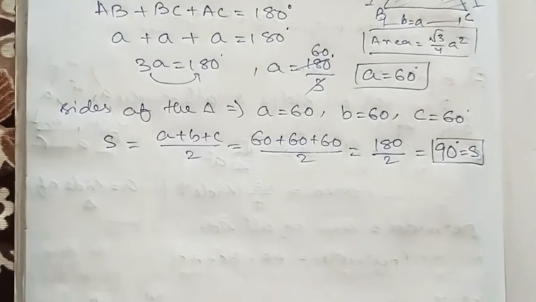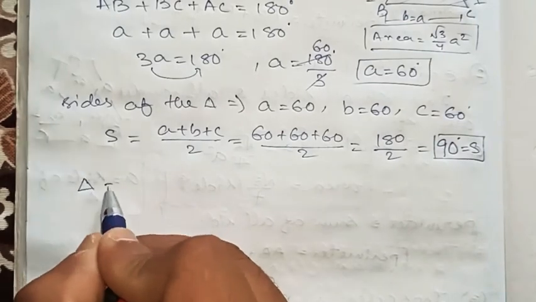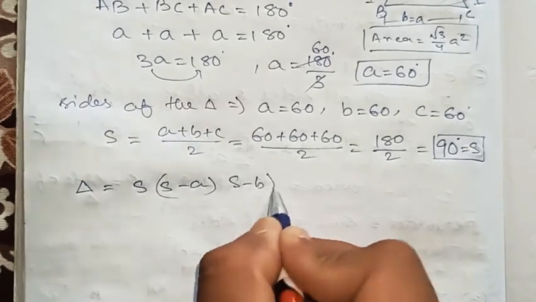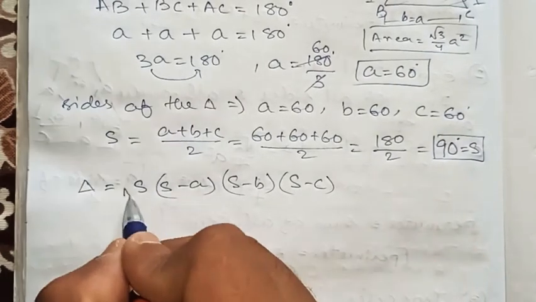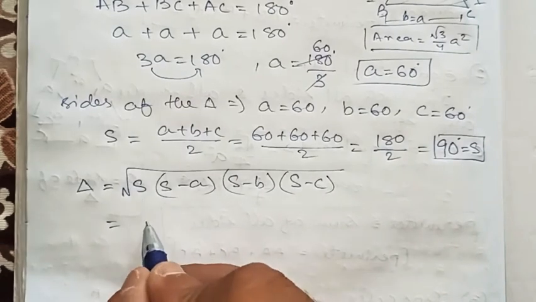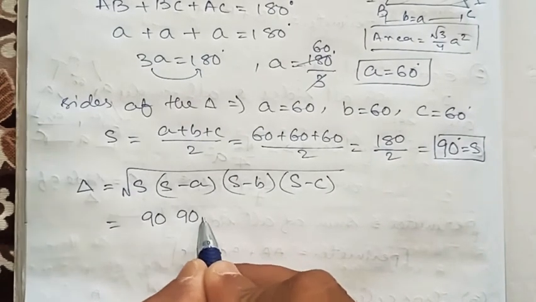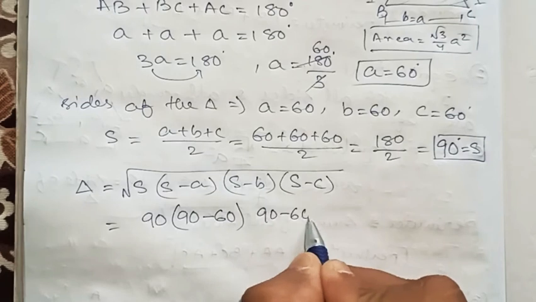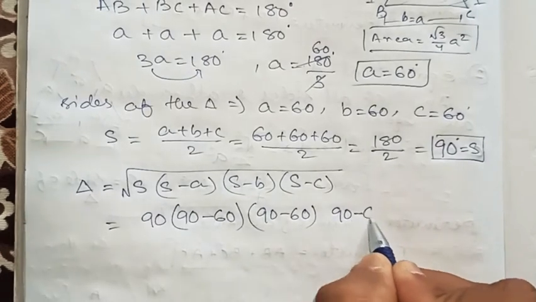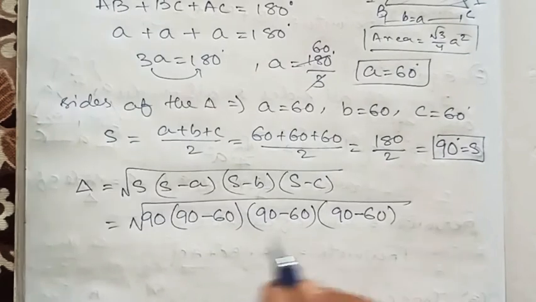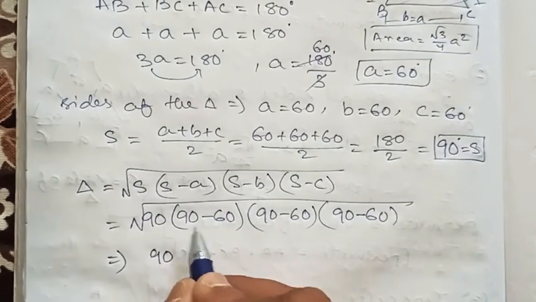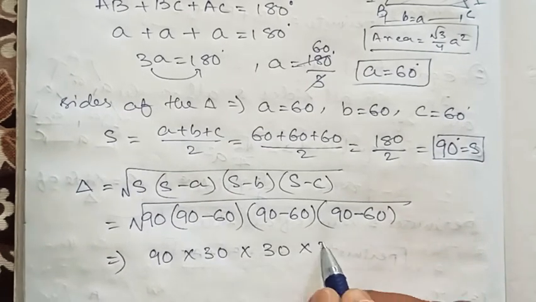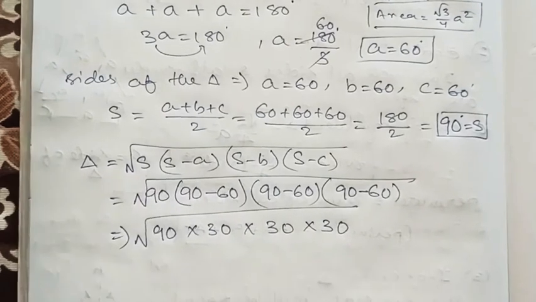Now we will use Heron's formula. The formula is area equals root of s into s minus a into s minus b into s minus c. This is Heron's formula. What is s? s is 90. 90 minus a is 60, 90 minus b is again 60, 90 minus c is again 60. So everywhere we will subtract 60. 90 will be as it is. 90 minus 60 is 30, 90 minus 60 is 30, 90 minus 60 is 30. So this much we have got.